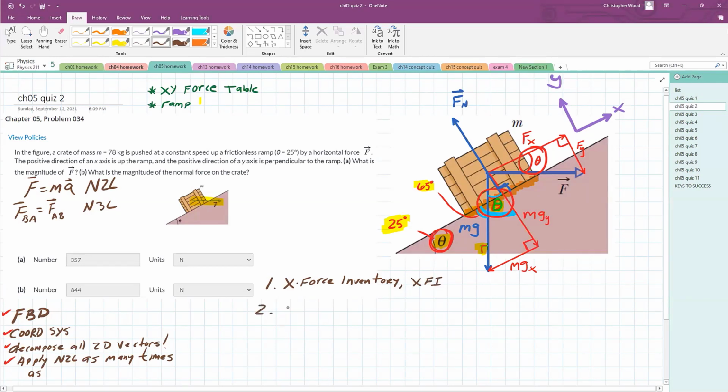Let's add up all of the x forces. So sum up all of the x forces and deal with it. I've got negative mgx plus fx. Those are my only two x dimension forces.